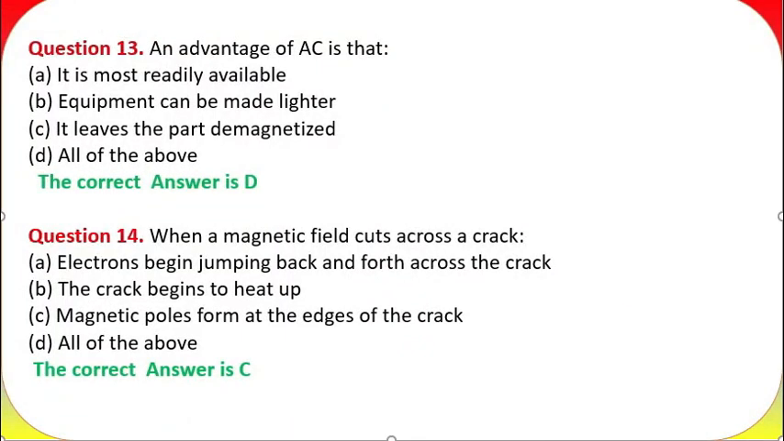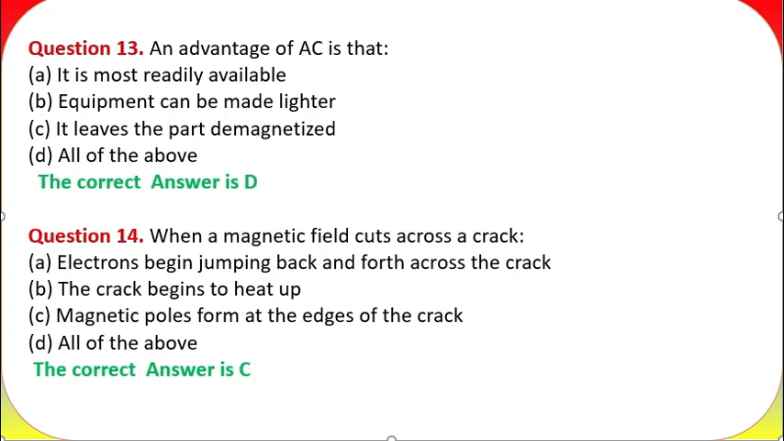Question 13. An advantage of AC is that: A. It is most readily available. B. Equipment can be made lighter. C. It leaves the part demagnetized. D. All of the above. The correct answer is D.